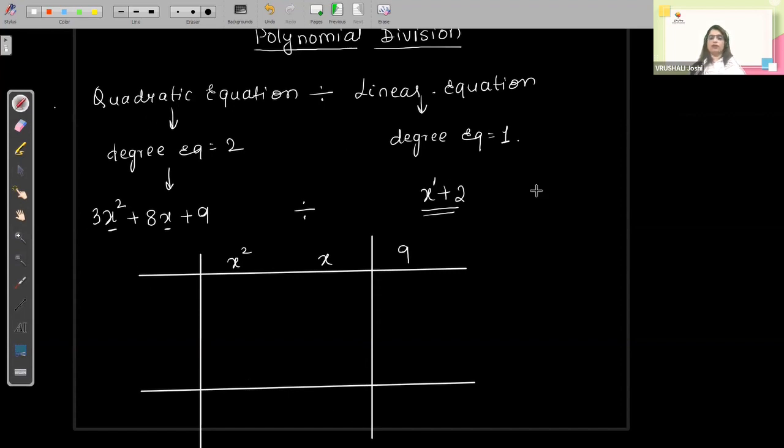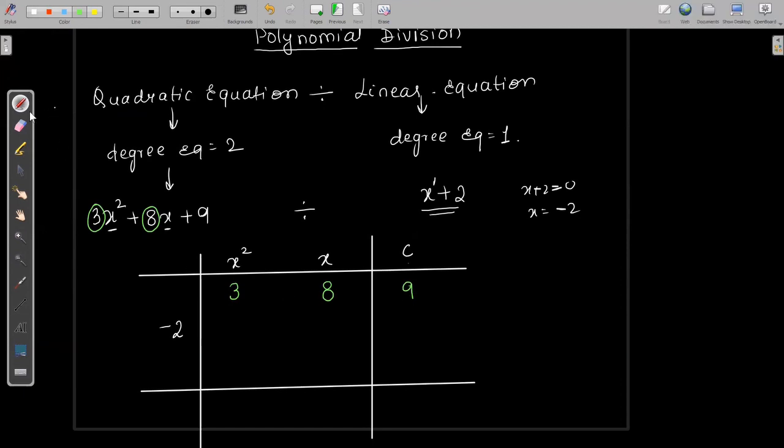Now, if you take x plus 2 equal to 0, that means x is equal to minus 2. So you can put x is equal to minus 2 here. Now you have to write down the coefficients. This is the coefficient of x square, so you write it down here. This is the coefficient of x, so you write it down here. And this is a constant, and under the constant you write down 9. Are you getting it, Saras? Do you understand what I'm doing?